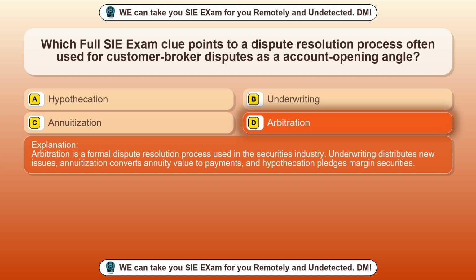Arbitration is a formal dispute resolution process used in the securities industry. Underwriting distributes new issues, annuitization converts annuity value to payments, and hypothecation pledges margin securities.